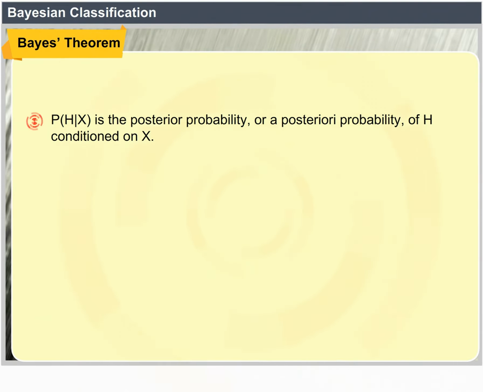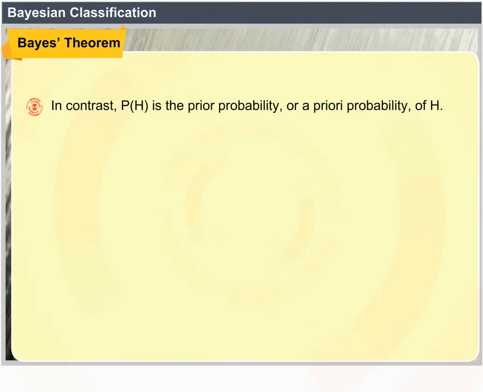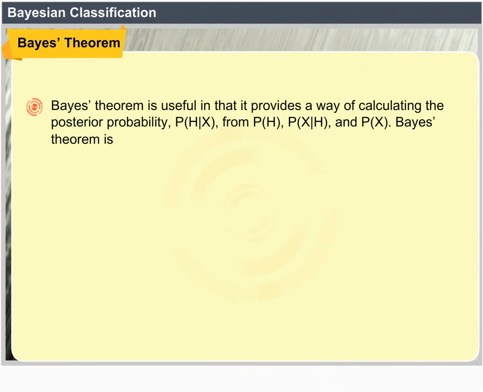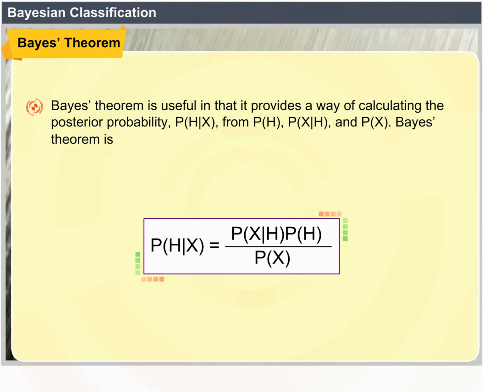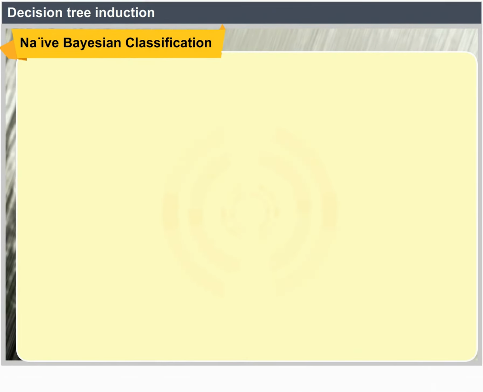In contrast, P(H) is the prior probability, or a priori probability, of H. P(X) is the prior probability of X. Bayes' theorem is useful in that it provides a way of calculating the posterior probability P(H|X) from P(H), P(X|H), and P(X). Bayes' theorem is P(H|X) equals P(X|H) times P(H) divided by P(X).